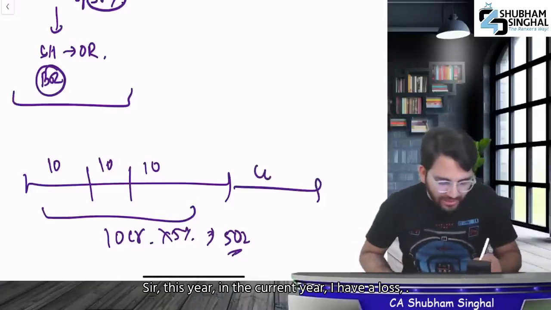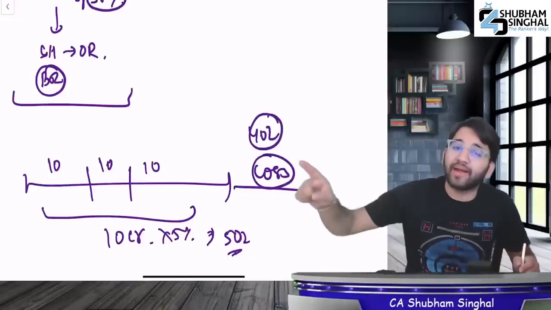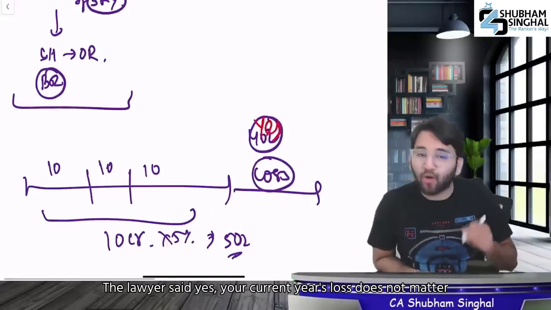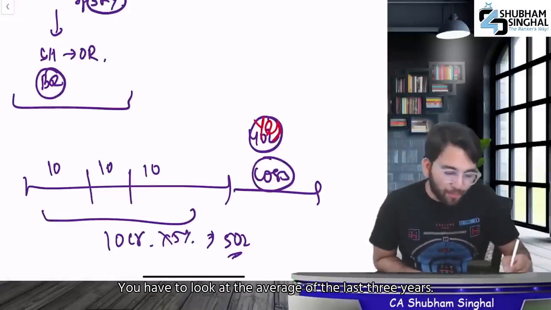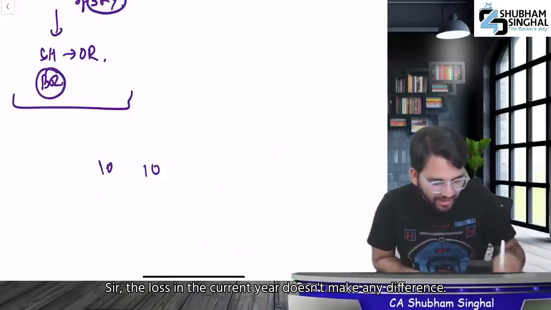In the current year, I have a loss and I'm saying I will make a charitable contribution of 40 lakhs. I have a loss in the current year. Can I do a charitable contribution? The law said yes, your current year's loss does not matter. You have to see the average of the last 3 years. And the loss in the current year doesn't make any difference.